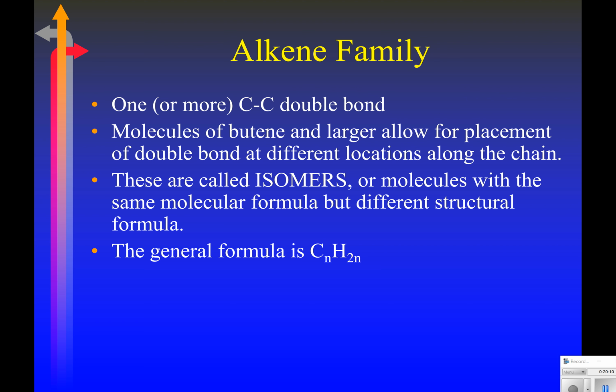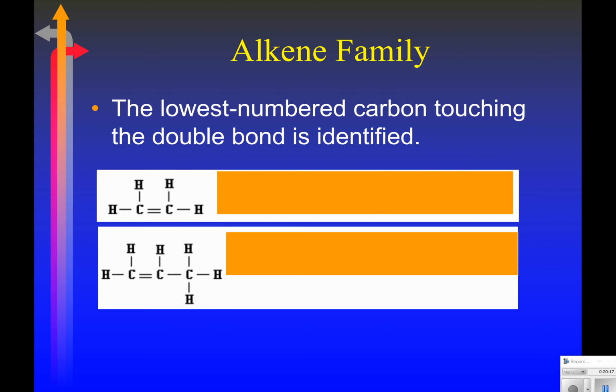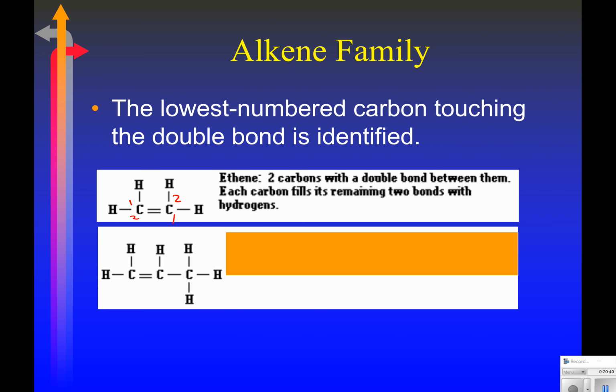Now this general formula shows that we have twice as many hydrogens as we do carbons, but it's not H2n plus 2, it's just H2n. Now the lowest numbered carbon that touches the double bond has to be identified. Now we could number this as 1, 2, or we could number it as 1, 2. It doesn't really matter. It will once we get to longer or bigger hydrocarbons, but for now, this one is fine. So no matter which way we number this, the double bond is touching the first carbon.